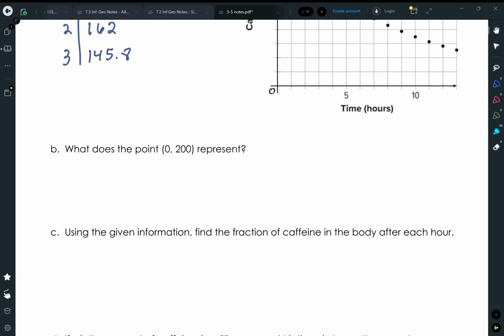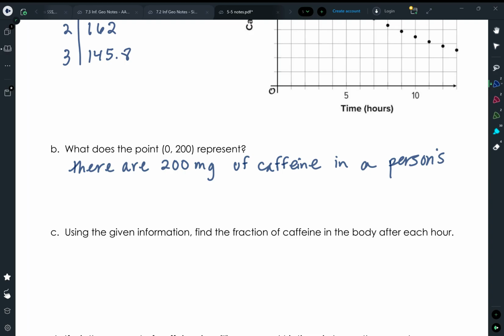So I'm going to say there are 200 milligrams of caffeine in a person's body at the beginning, or at the start, or when we start measuring. So many different ways you could word this.